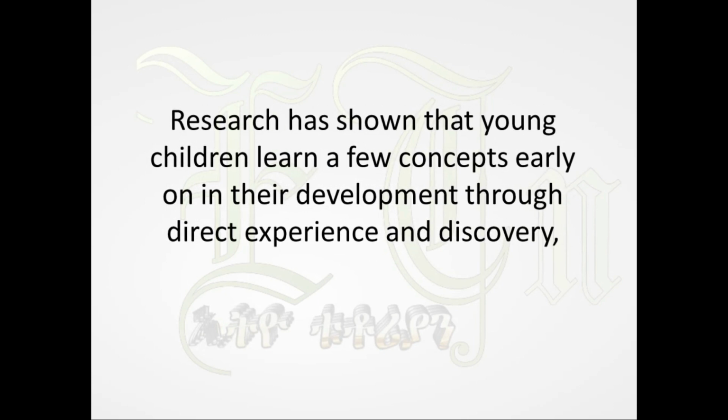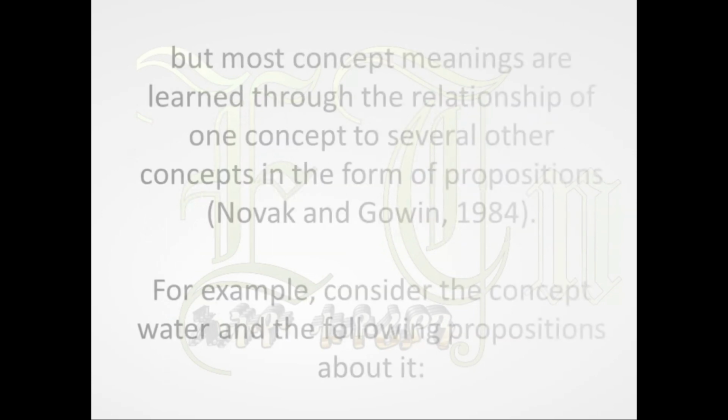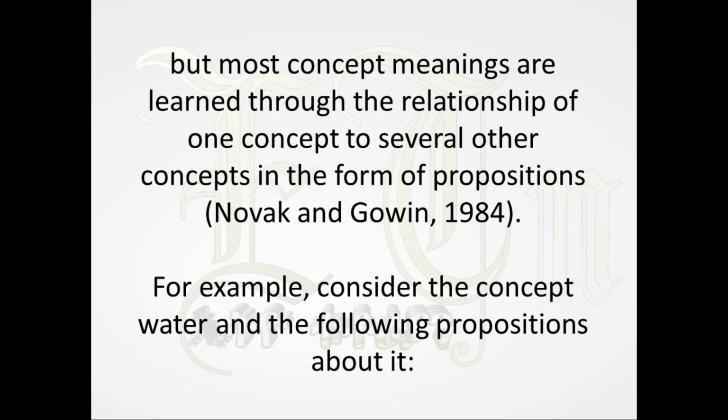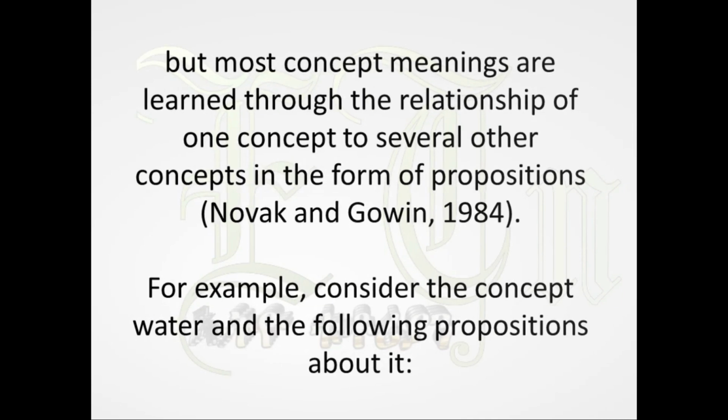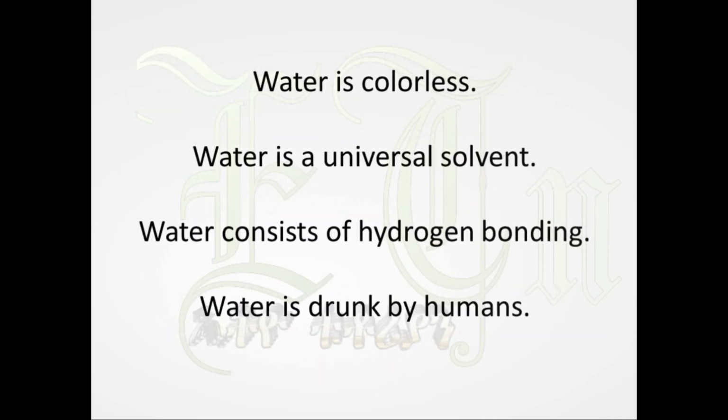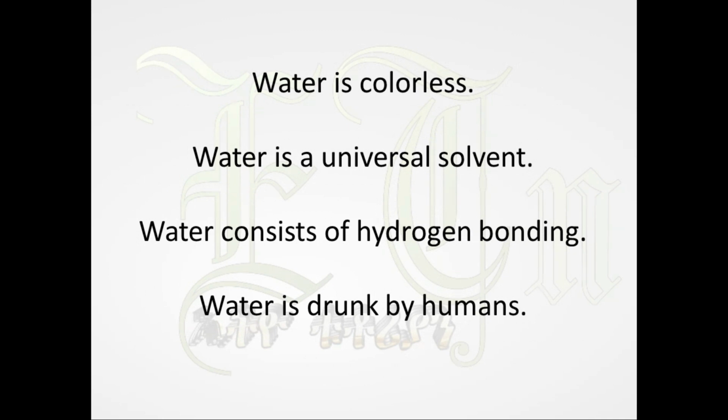Research has shown that young children learn a few concepts early on in their development through direct experience and discovery, but most concept meanings are learned through the relationship of one concept to several other concepts in the form of propositions (Novak and Gunn, 1984). For example, consider the concept water and the following propositions about it. Water is colorless. Water is a universal solvent. Water consists of hydrogen bonding. Water is drunk by humans.